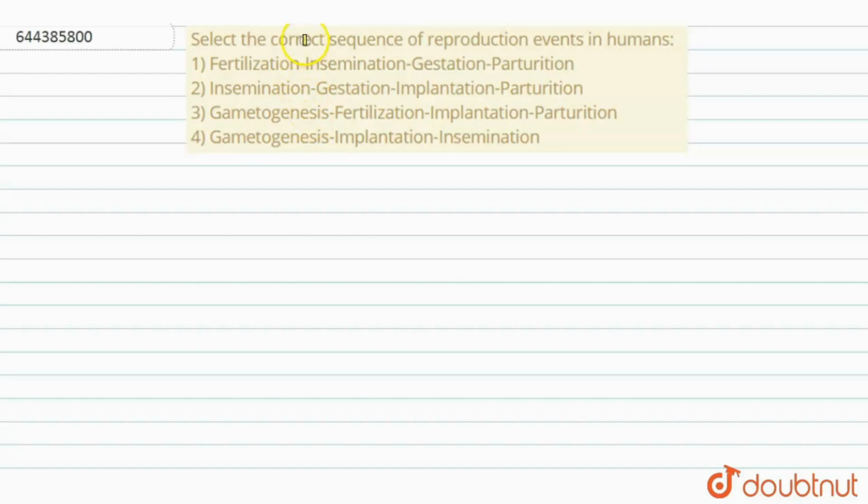So the question says, select the correct sequence of reproduction events in humans. The options are: Option 1. Fertilization, insemination, gestation, parturition. Option 2. Insemination, gestation, implantation, parturition. Option 3. Gametogenesis, fertilization, implantation, parturition. And option 4. Gametogenesis, implantation, insemination.